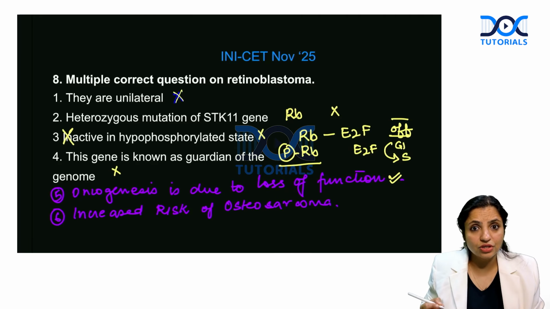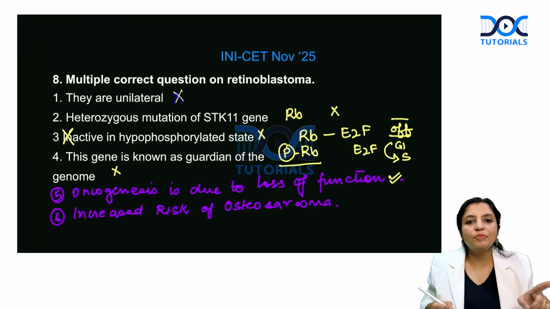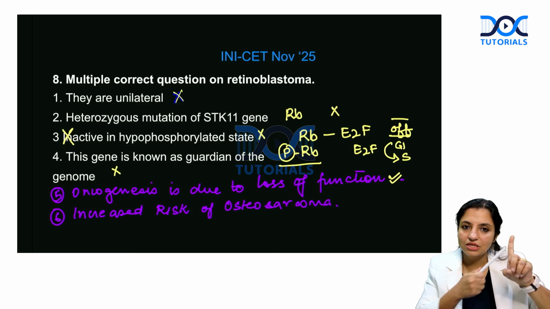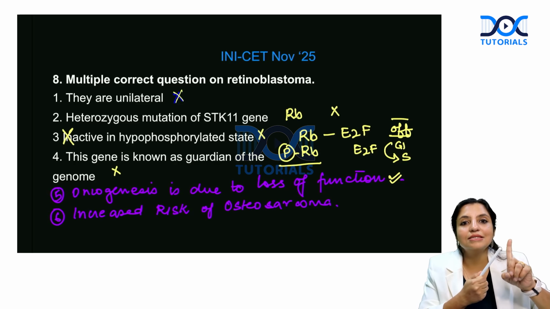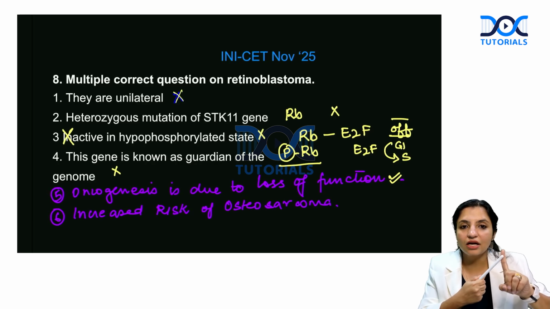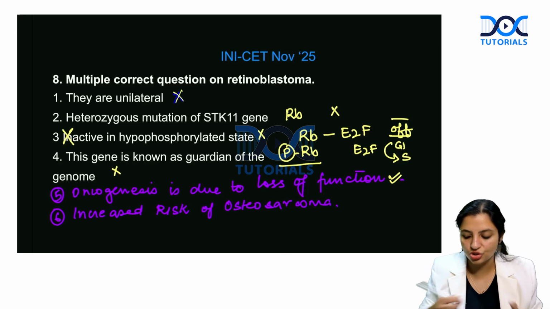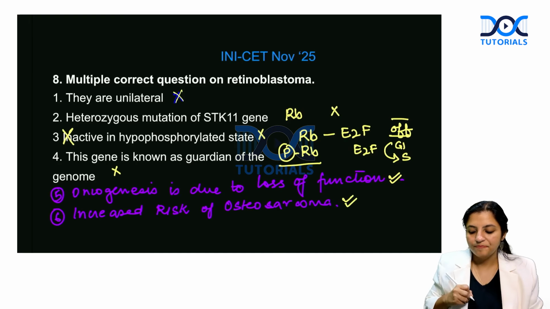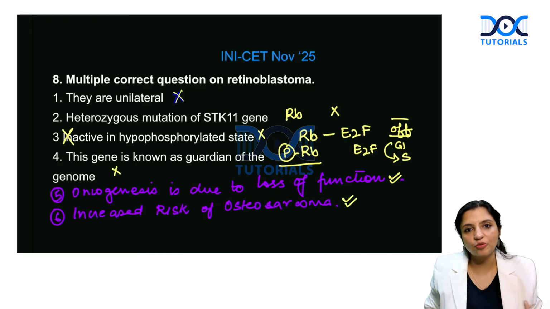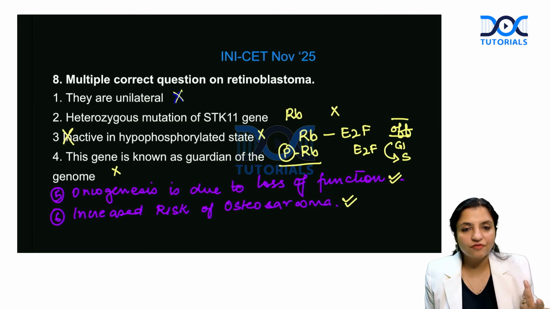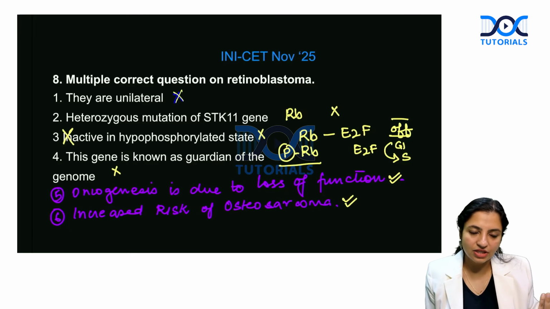Increased risk of osteosarcoma, yes. So whenever a person has deletion of RB gene, it causes risk of retinoblastoma. The second cancer that can occur in retinoblastoma patients is osteosarcoma. So that is also correct. So this was the multiple correct option type. So that is why option 5 and option 6, if they were there, it is correct.